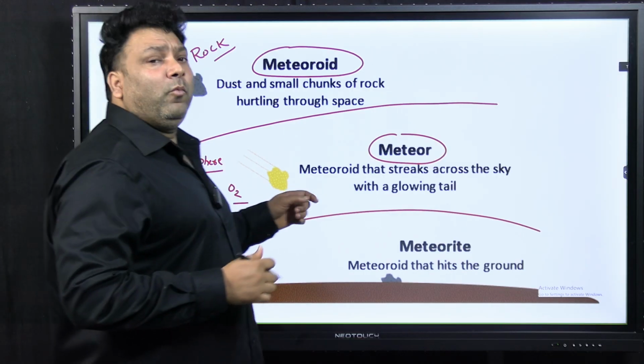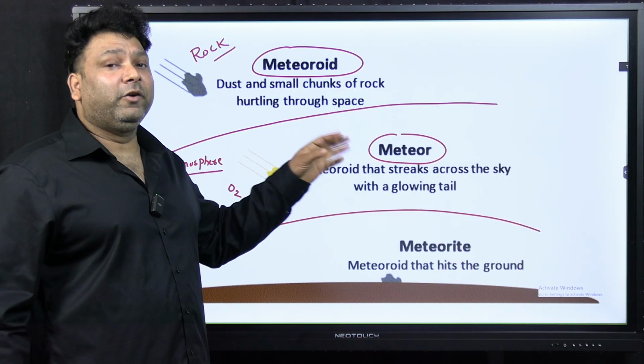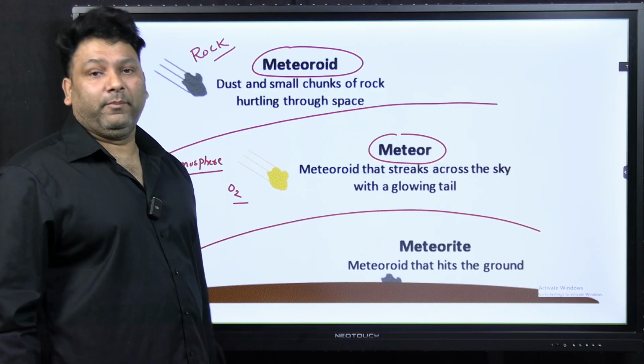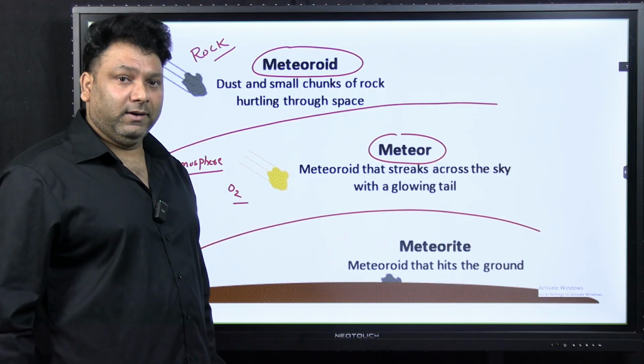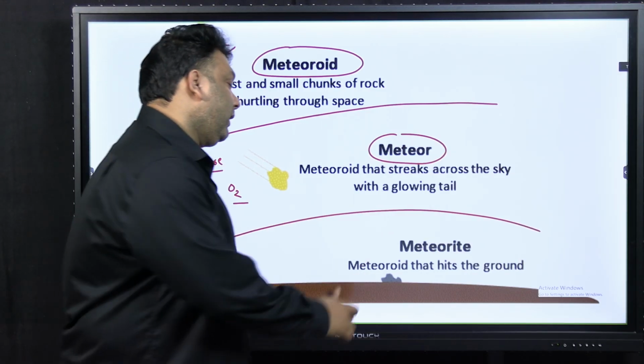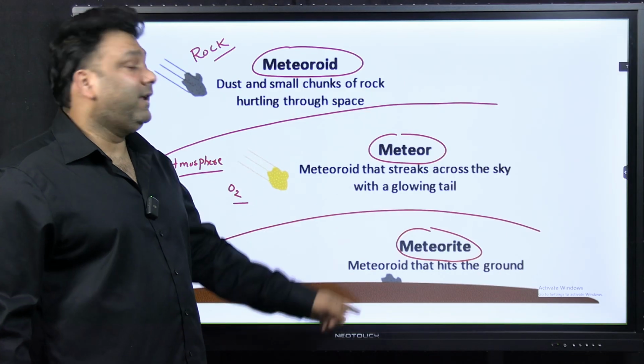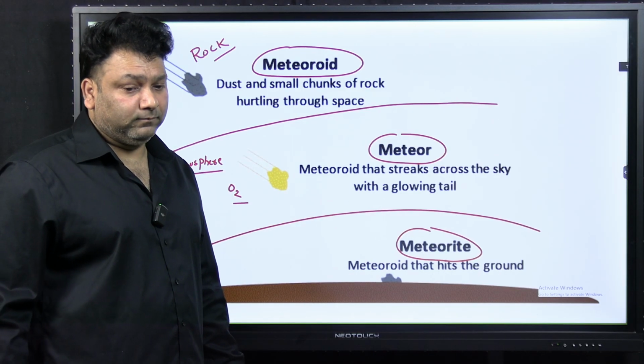See, most of the times, whatever objects are directed towards the Earth, they will burn out completely. But sometimes they will not burn out completely. A part of it can come and hit the Earth. And this is called a meteorite. Okay. So take care of the spelling here.